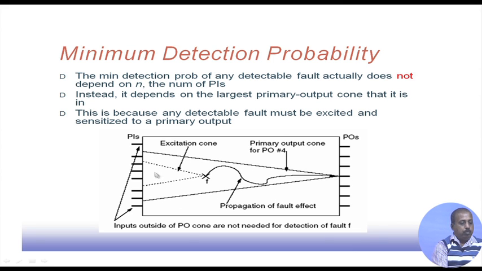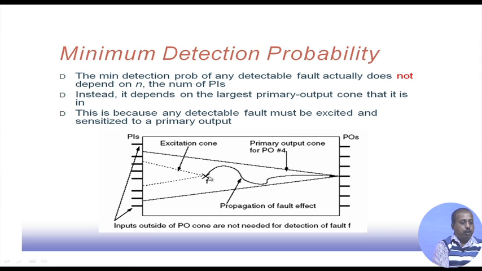Now, whichever cone is the largest has the largest number of primary inputs. So it will depend on that, because in the worst case this fault will get detected and propagate to this output, and in that case it needs to be controlled by all these primary inputs. So this is fault excitation and fault propagation.